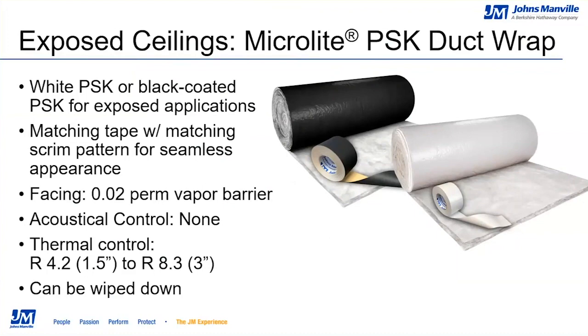The permeability of the facings, 0.02 perm, is consistent with other mechanical insulations. Keep in mind that duct wrap on the exterior of the ductwork does not provide any acoustical benefit. It should be used primarily for thermal control. Another advantage to PSK type wraps is that they can easily be wiped down for cleaning, if necessary. Be sure not to use an abrasive surface on the black coated PSK wrap, as it can be scuffed off if abraded.